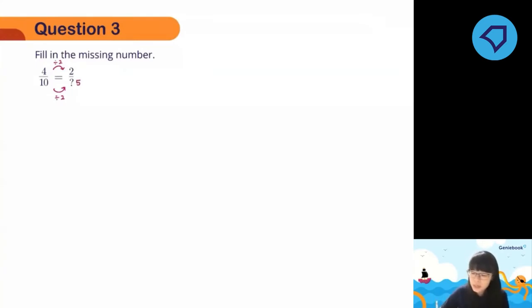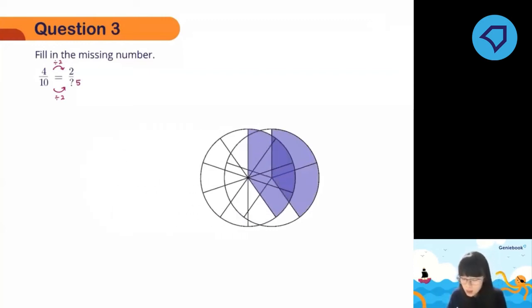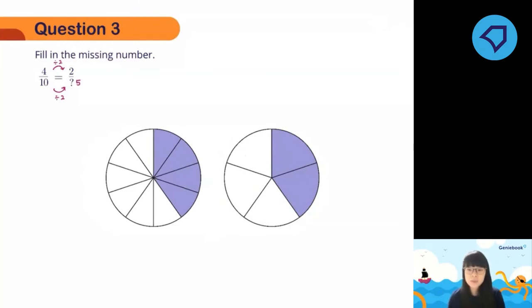If you're not very clear, let's take a look over here. 4 over 10. Let me shade for you guys. We have 1, 2, 3, 4. And then I have 2 over 5. Let's move them in and see. Do they occupy the same amount of space? Yes. Okay, yes. All right. So you have to divide or multiply the numerator and the denominator by the same number.